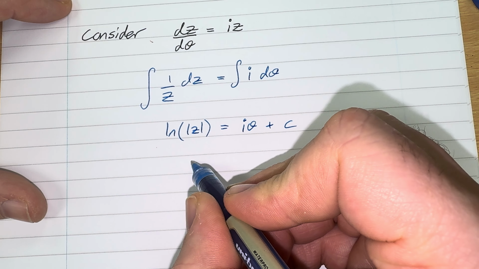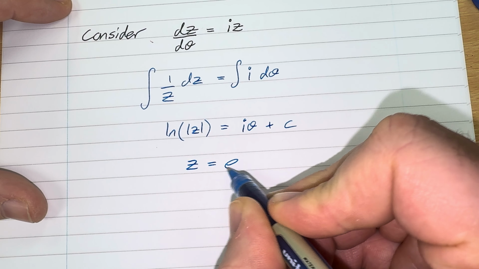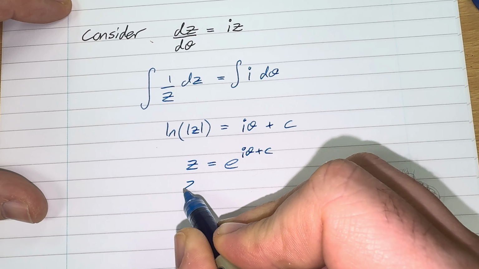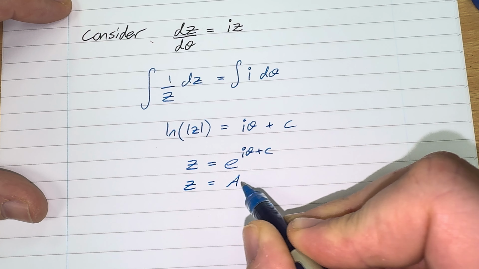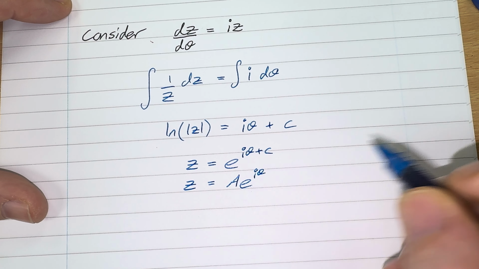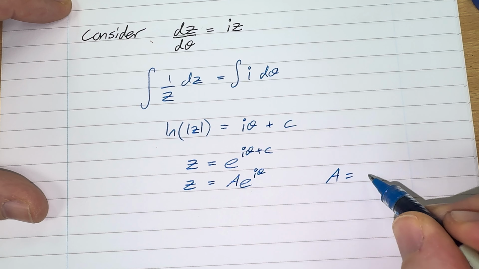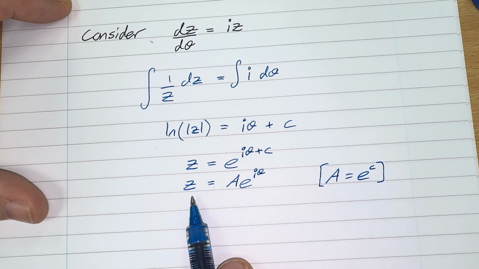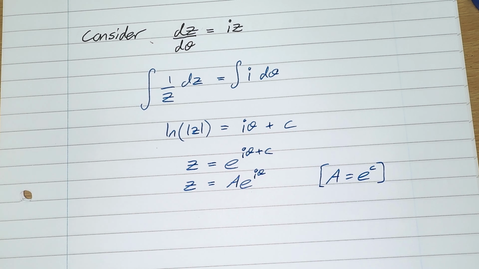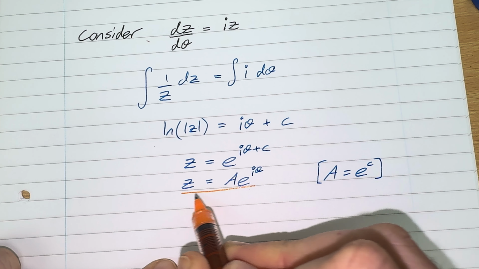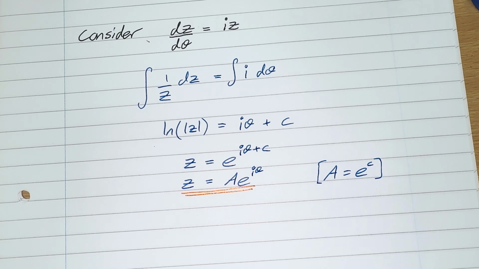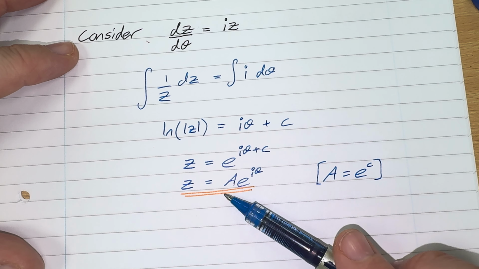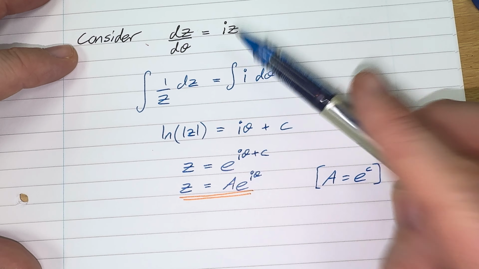Get rid of my logs. I'm going to get z is equal to e to the i theta plus c, or as we would usually write it, A e to the i theta, where A is equal to e to the c. Okay, so that is the solution of this differential equation that we get by separating the variables, and that is a correct solution. That is the general solution to this differential equation.